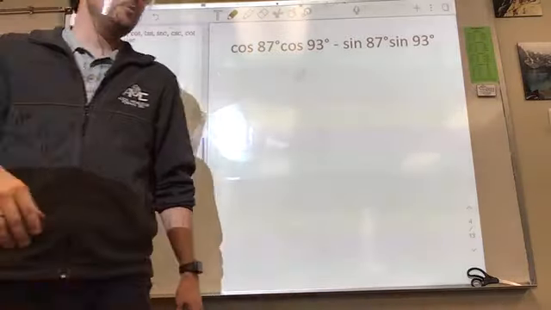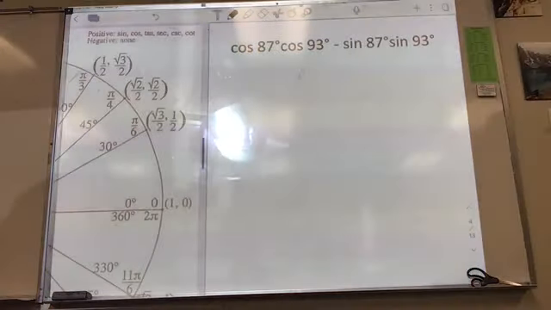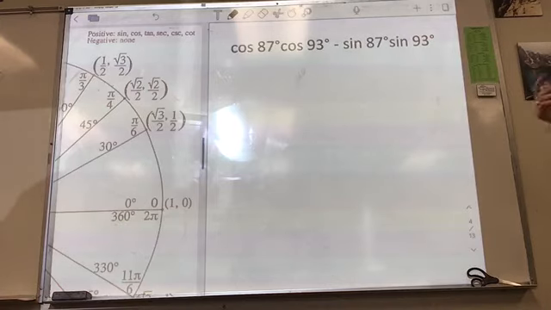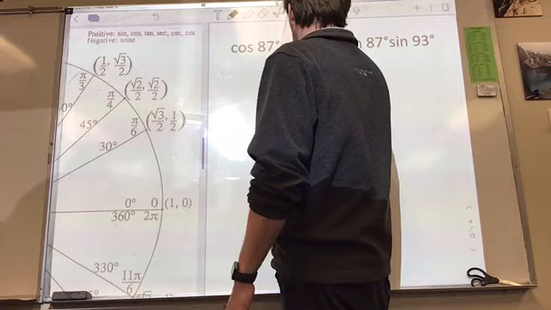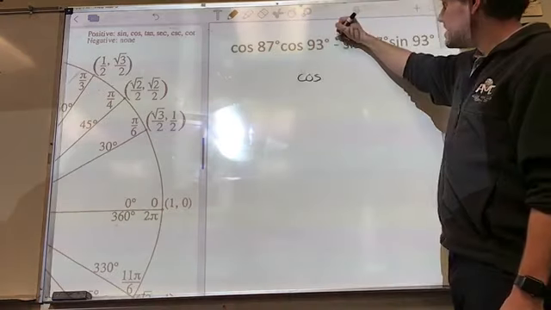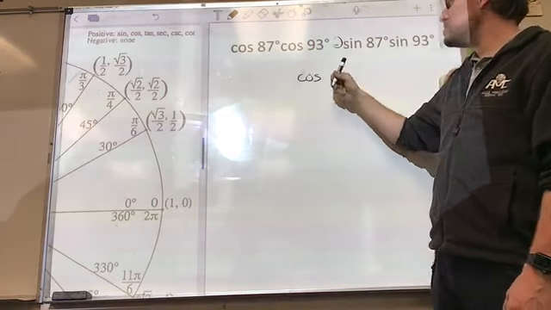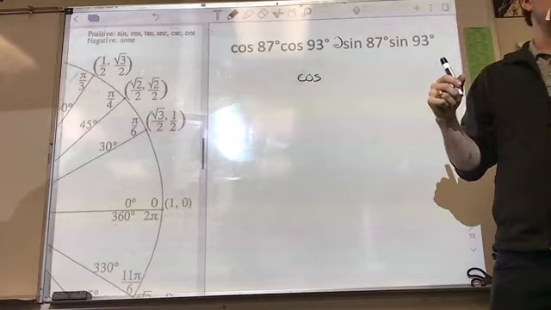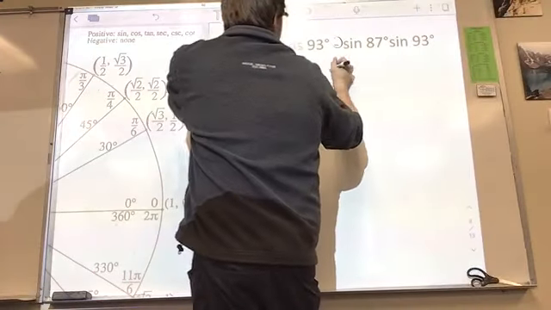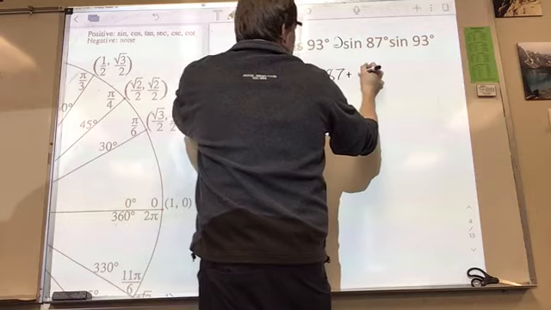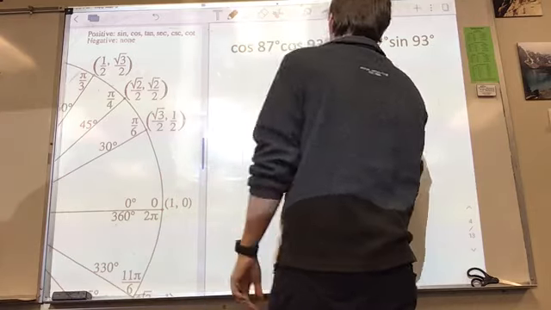Okay, so they gave us a formula. This formula starts with cosine, cosine. That means that it is a cosine formula. The other one doesn't start with cosine, cosine. So this is a cosine formula. Because that is a minus, what are we going to do with our degrees? We're going to add them because cosine's opposite. So we're going to take 87 plus 93.